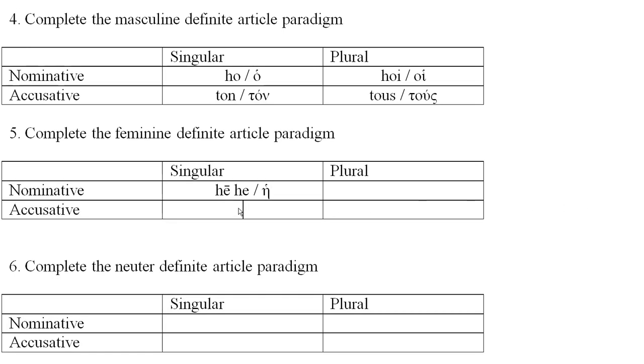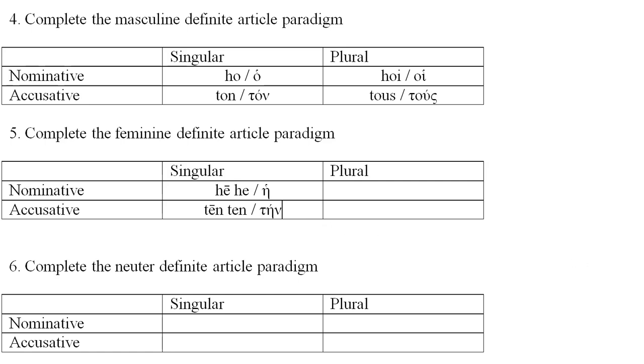Let's come down and look at the accusative feminine singular here. So that is going to be ten, and that's an eta. So we could put an E with a line over it in there, ten, but for our purposes, ten is okay. And then in the Greek, that would be tau, eta, nu. So ten is our accusative feminine singular.